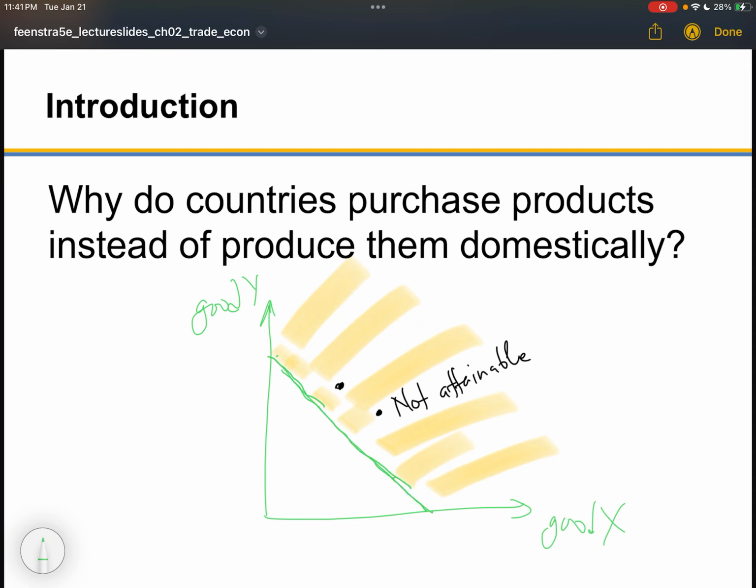Well, this PPF signifies the level of production that a country's current resources, physical capital, labor, land, entrepreneurial ability, and technology can help it reach. The level of production a country can reach using its own technology and factors of production. So to get to points that are outside the PPF, well, you could use trade. So this could be one of the reasons why countries, instead of producing goods domestically, would purchase them from a trading partner.